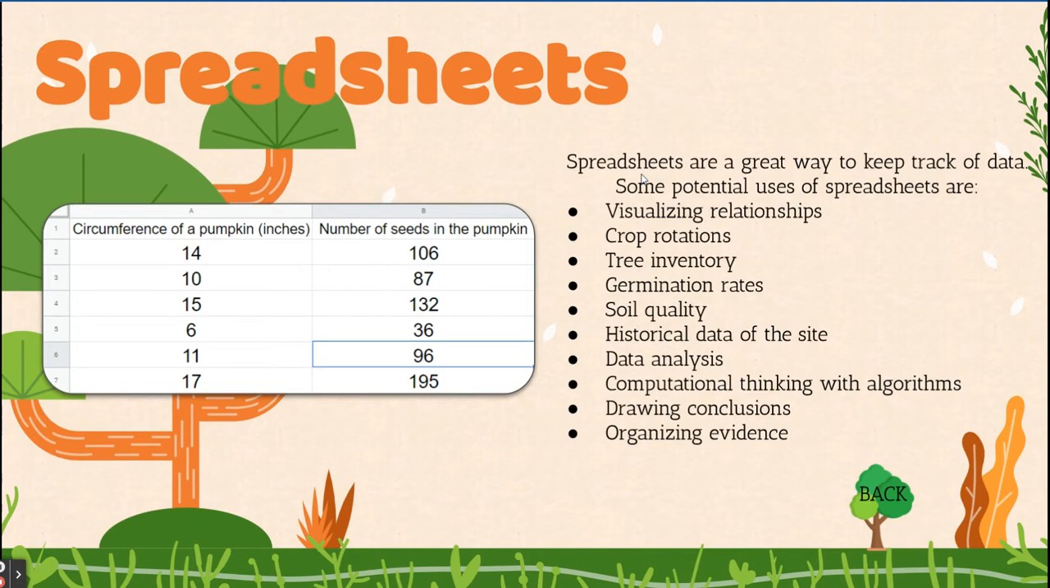You can also use the spreadsheet for paying attention to crop rotations. You can do a tree inventory around your school if you wanted to. Germination rates are a big part of this, as well as historical data in terms of soil quality or data analysis in terms of crop yields, all sorts of crazy stuff that you can do with this.